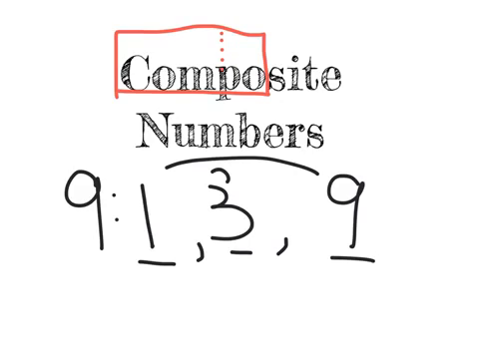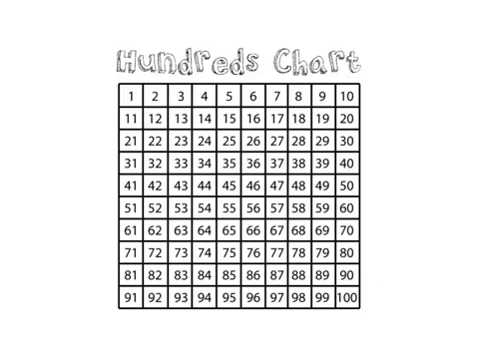Here's a little visual to help you remember the difference between prime and composite numbers. Here's a hundreds chart. 1 is a special number because it is not prime or composite. Now 2 is special because it's the only even prime. After that, all the other even numbers are divisible by 2, so we can cross them out for being candidates for being prime numbers.